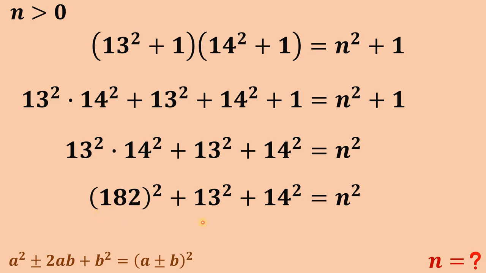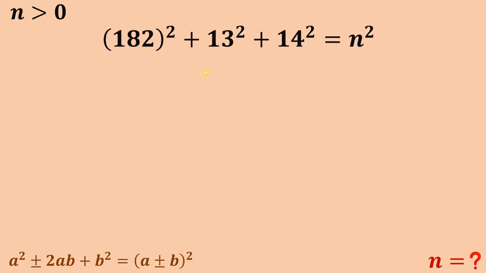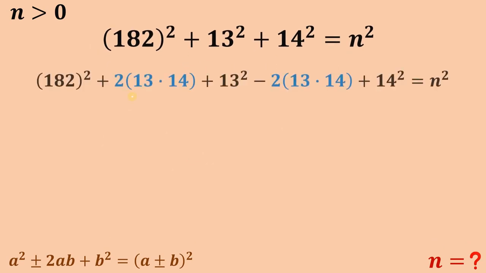So let's focus on this result. Next, what we're going to do is add and subtract 2 times 13 times 14. We need to apply this identity. So we add and subtract 2 times 13 times 14.